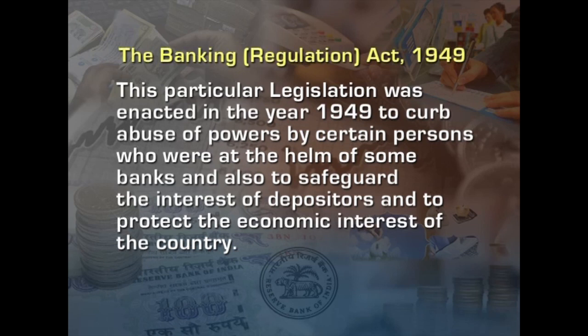Originally, the Banking Companies Act 1949 was passed with the objective to consolidate and amend the law relating to banking companies. Subsequently, the word companies was omitted by Act 23 of 1965 with effect from 1st March 1966. Legislative history depicts that this particular legislation was enacted in the year 1949 to curb abuse of powers by certain persons who were at the helm of some banks and also to safeguard the interest of depositors and to protect the economic interest of the country.